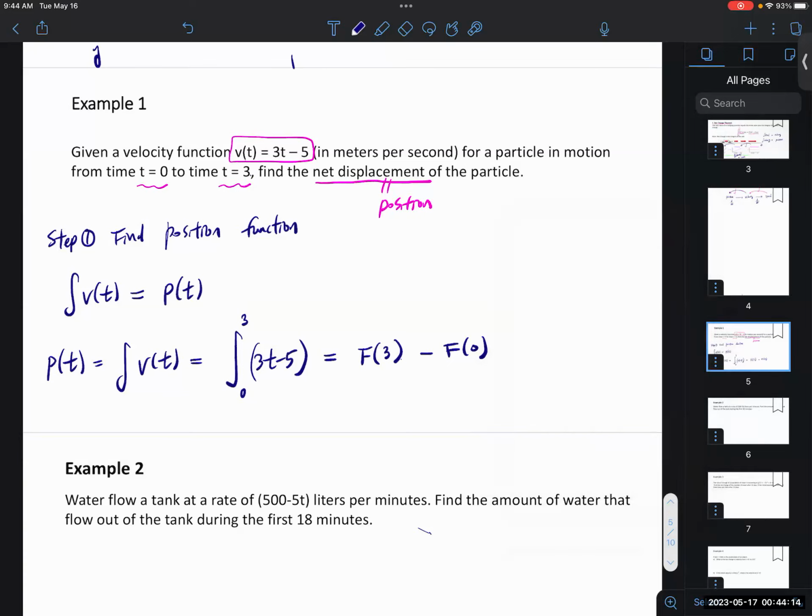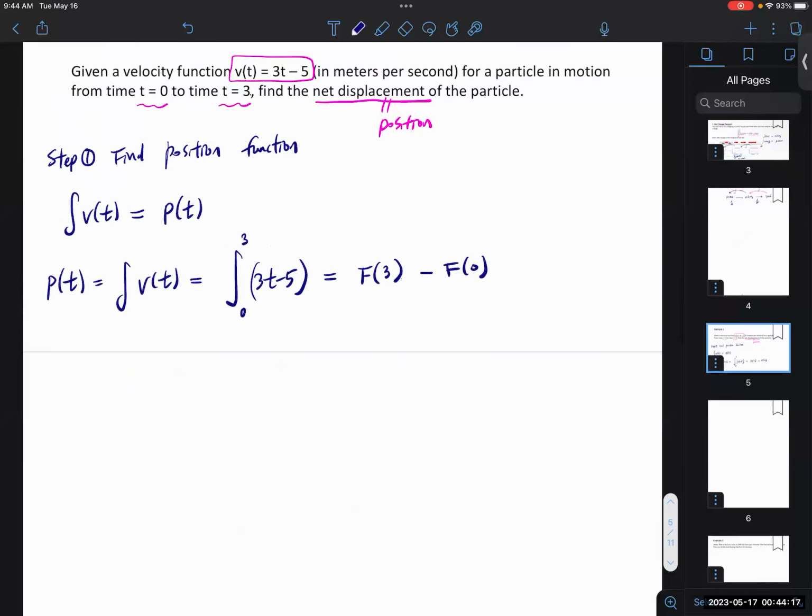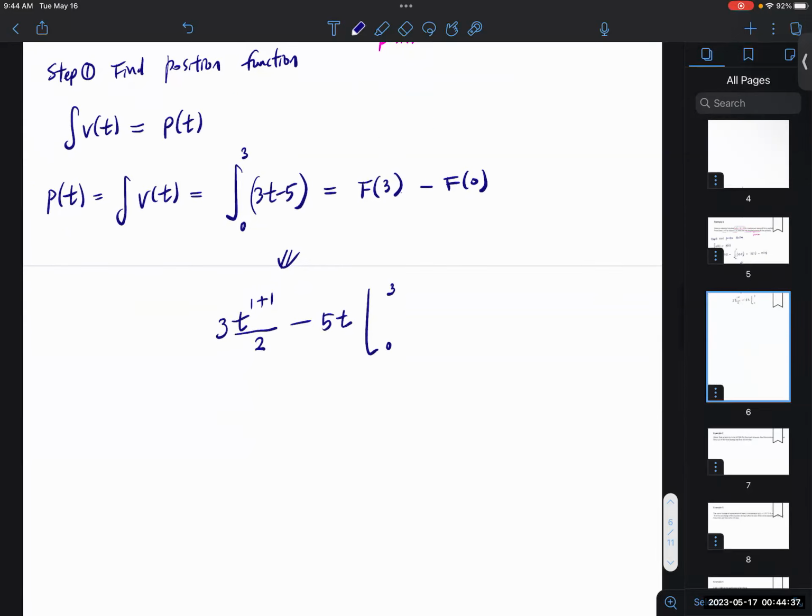So let's take the integral. Time to take the integral. So I can separate it. We have 3t, there's an invisible 1, adding 1, divided by 2. That's how you're taking the integral. And then 5 will be 5t, from 0 to 3. And then I'm going to keep calculating. So this is 3 over 2 t to the second minus 5t from 0 to 3.